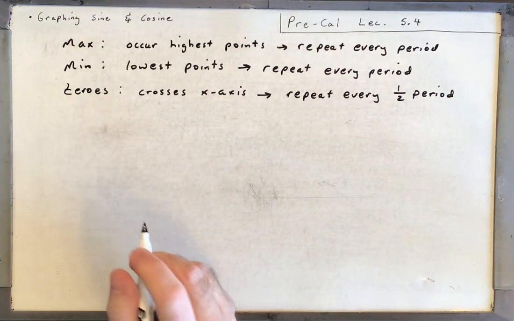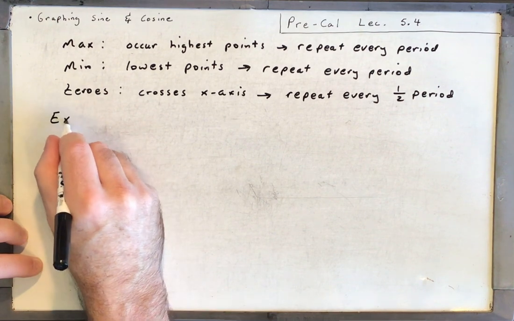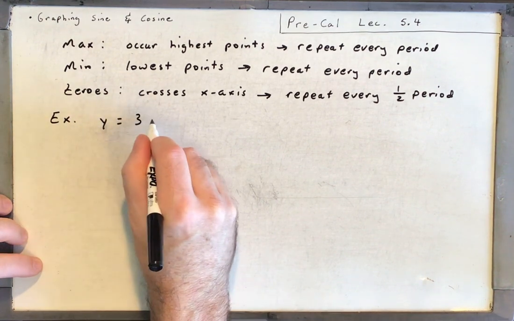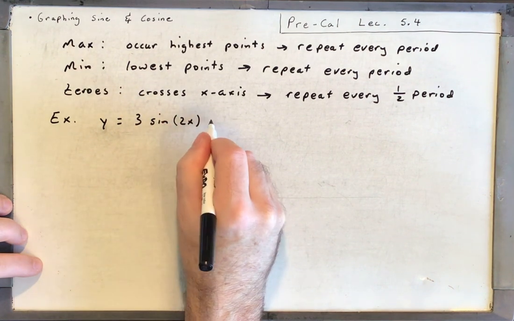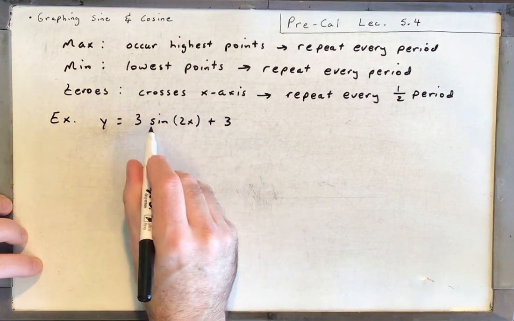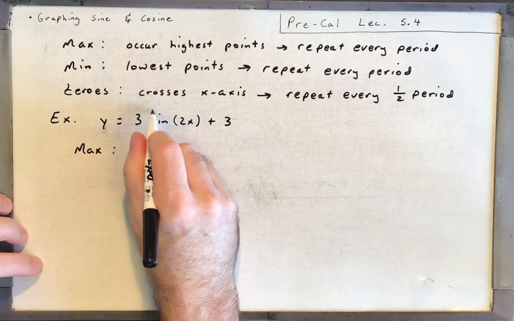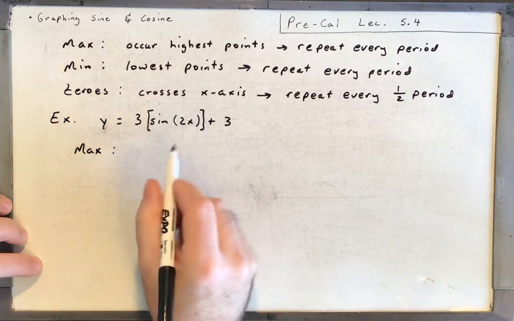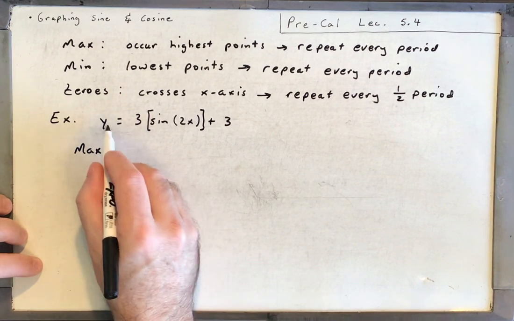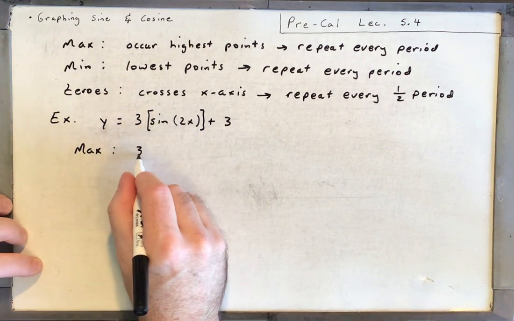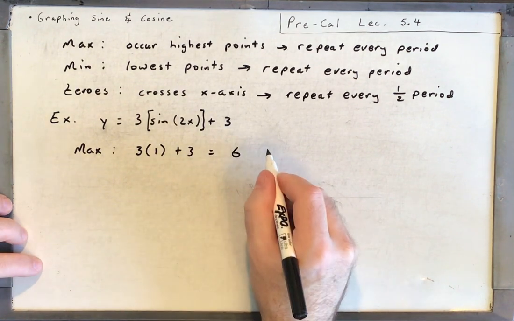Okay, the next question says find the max, and we're going to find more than just the max, of y equals 3 sine 2x plus 3. Now that plus 3 is outside the sine part. So our max is going to occur. Now remember, this part here, sine 2x, the most it can be is 1. The least it can be is -1. Well, we're going to get a maximum, our biggest y value, when all of this is 1. 3 times 1 plus 3, that's going to be 6.